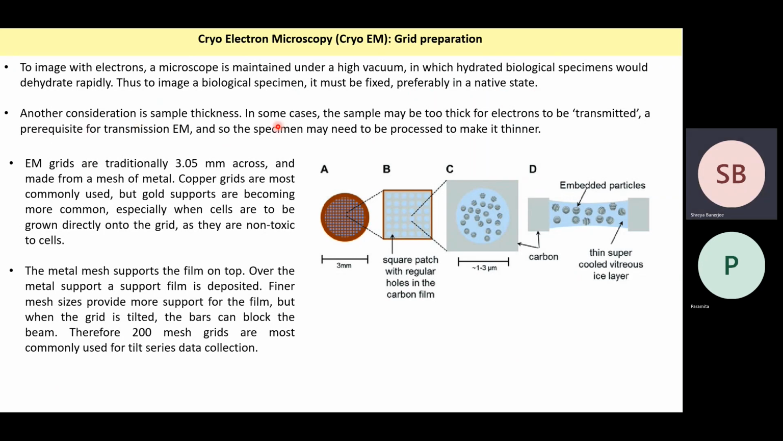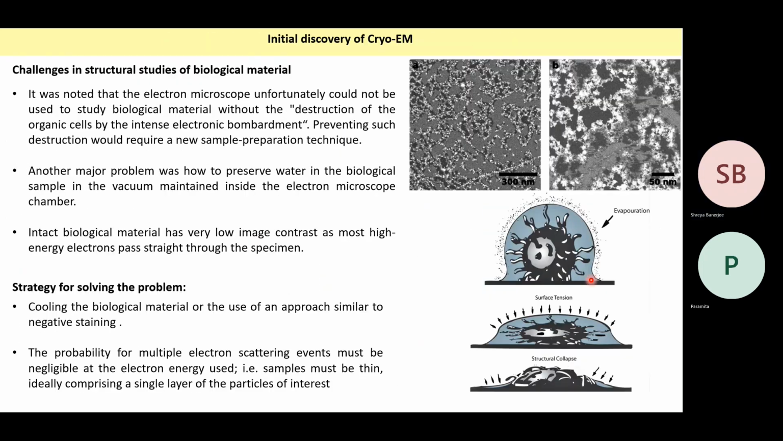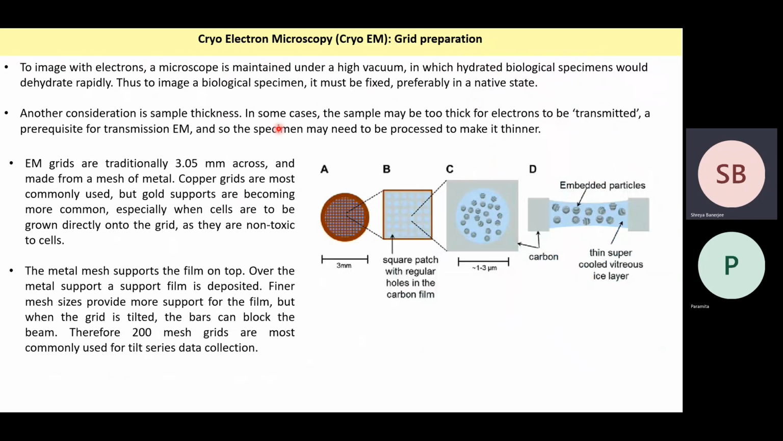Another consideration is the sample thickness. In some cases, the sample may be too thick for the electrons to be transmitted, which is a prerequisite for transmission electron microscopy. So the specimen must be thinner. So right now we are learning about transmission electron microscopy, where you saw that the electron needs to pass through the sample. And so the sample thickness must be very less, because in a thick sample, the electrons will get blocked and it will not pass through the sample, and so no image will be formed. So the sample thickness must also be maintained at low values.